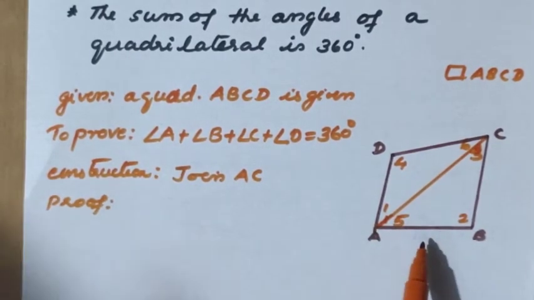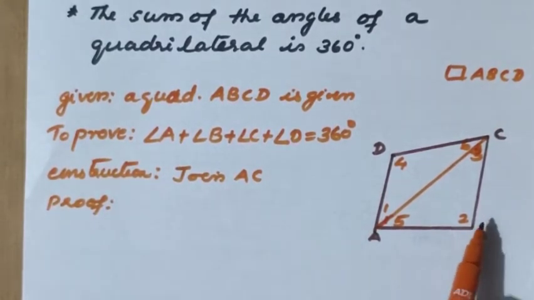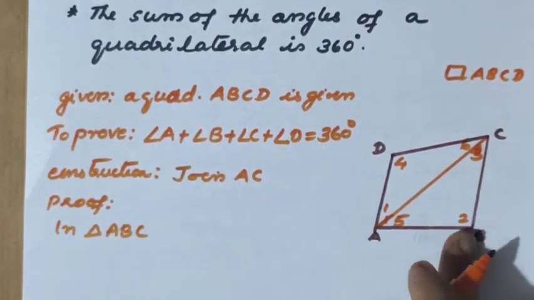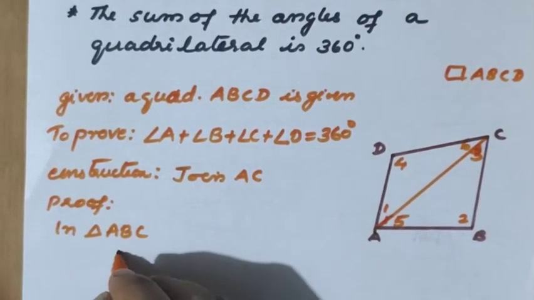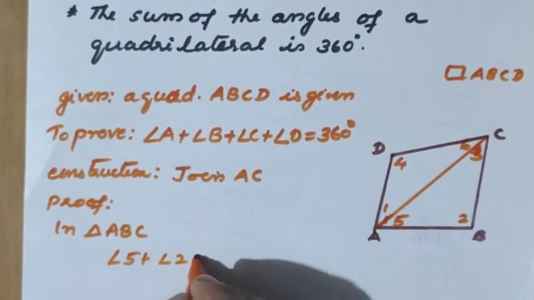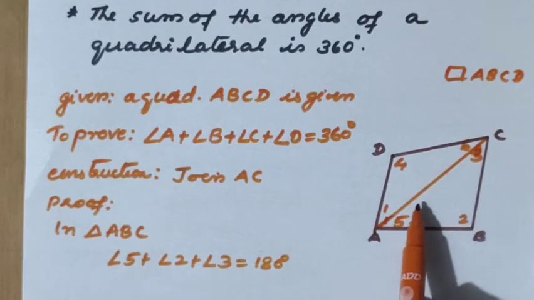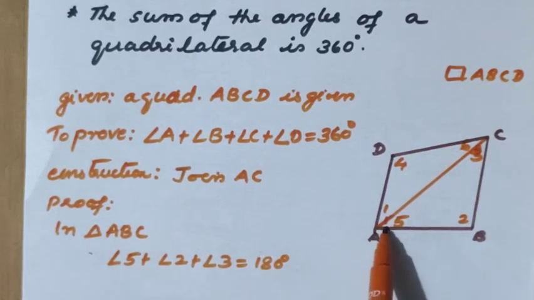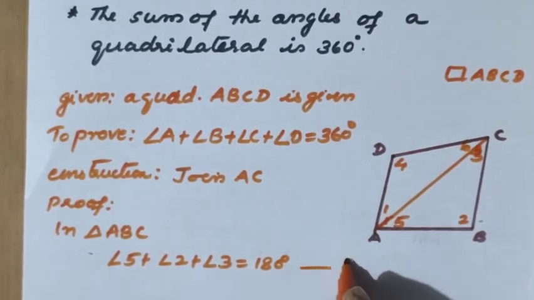So which are the two triangles we are getting? By joining the diagonal, you can see that the quadrilateral ABCD is divided into two triangles, which are triangle ABC as well as triangle ACD, right? So in triangle ABC, can I write angle 5 plus angle 2 plus angle 3 is equal to 180? See, we join the diagonal AC, so it is divided into two triangles. In triangle ABC we are taking first the below part, that is the other side of the diagonal. 5 plus 2 plus 3 equal to 180 degree. That is equation number 1.